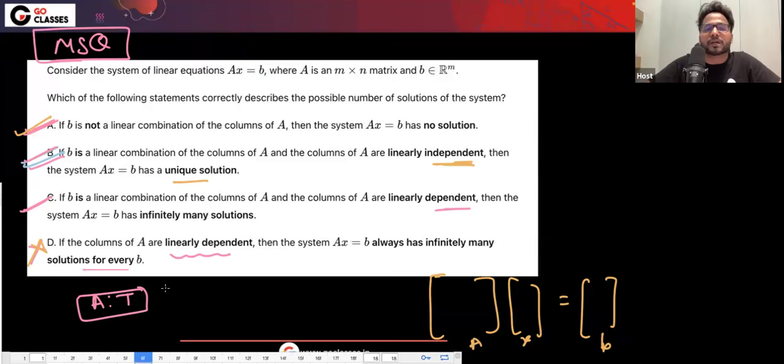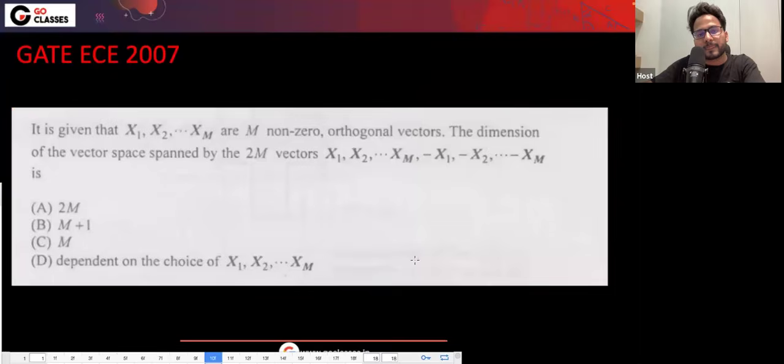So suppose in option D, if I write for every v infinitely many solutions or no solutions, then this is true. In that case, this option is true. Understood? If they say or no solutions. Because infinitely many solutions always exist, it is not necessary.